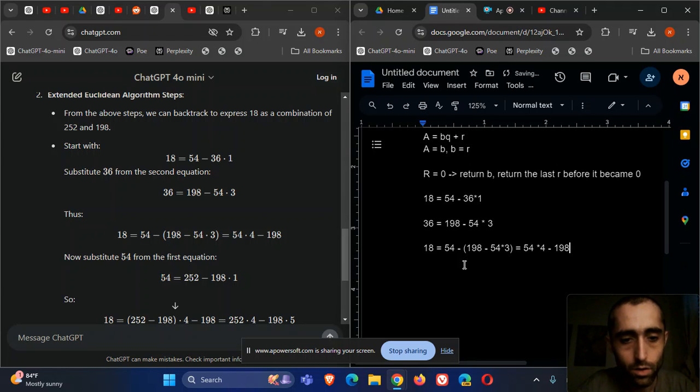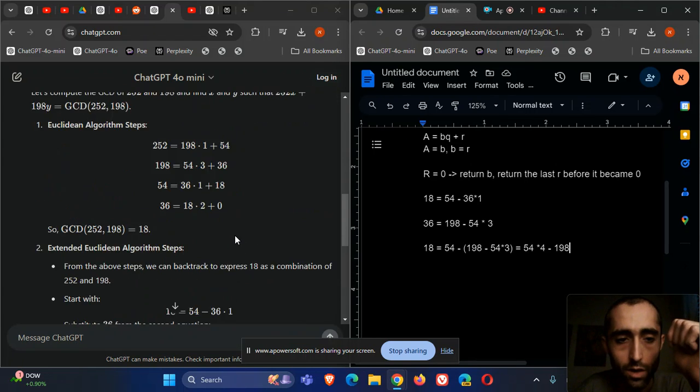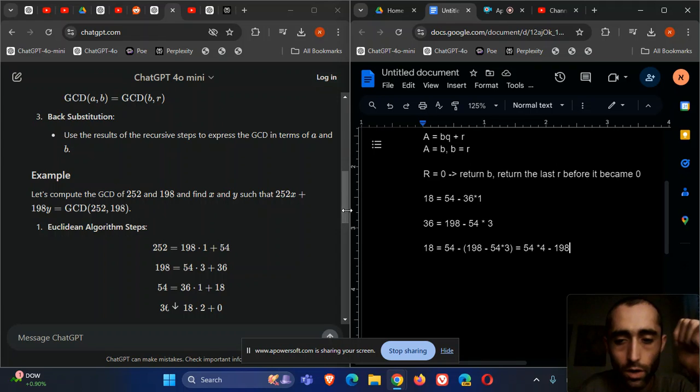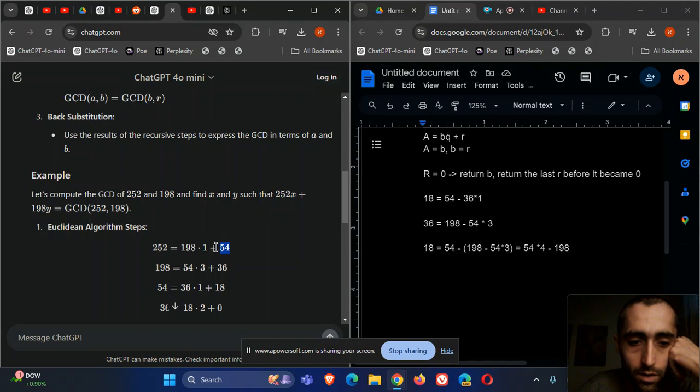Minus 198. Now good, we have the 198 inside here, but we have 54. I don't want the 54. I want to represent the greatest common divisor using the original two numbers, the 252 and 198. So what I can do now here, I can represent 54 using the original numbers 198 and 252. So that's what I will do.